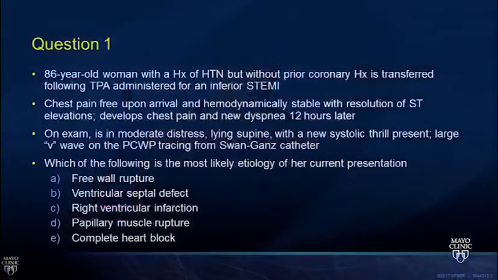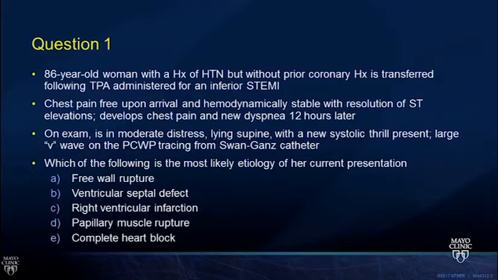So let's first go to the questions. We've got an 86-year-old woman with a history of hypertension, no previous coronary history, had TPA administered for an inferior STEMI. She's pain-free on arrival, hemodynamically stable, resolution of ST elevation, then she develops chest pain and new onset dyspnea.